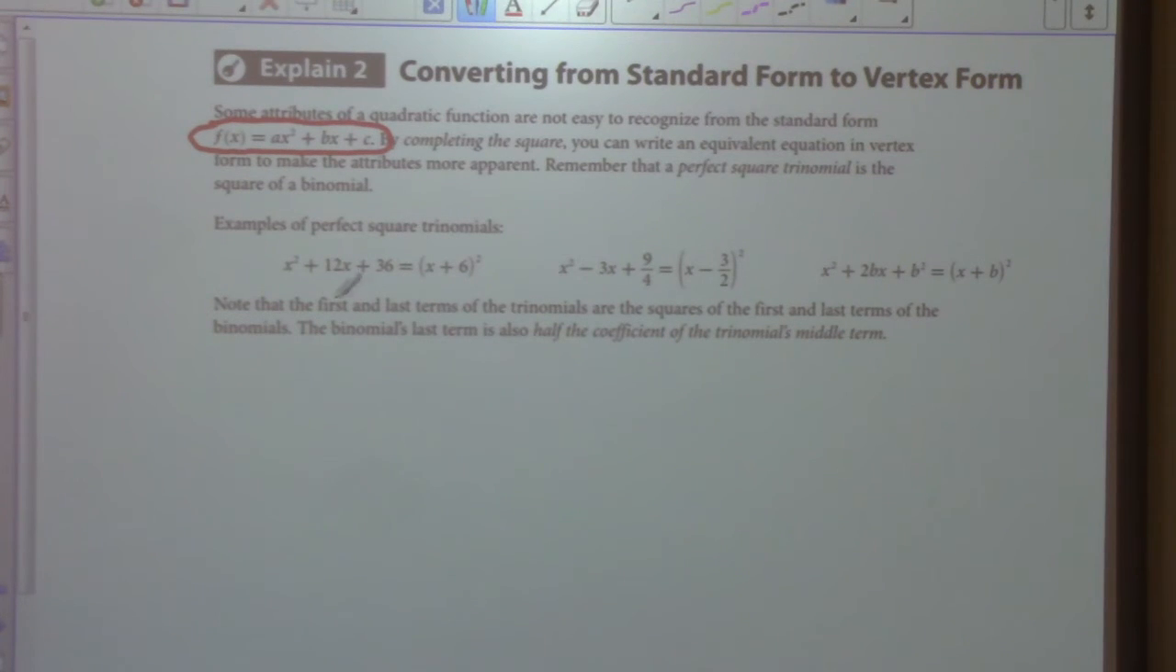And here we're given a couple examples. Here you have a perfect square trinomial. This expression on the left is equal to the vertex form on the right. So on the left you have standard form, on the right you have vertex form. This next one, x squared minus 3x plus 9 fourths, is a standard form quadratic trinomial expression. And then we have a vertex form on the right.